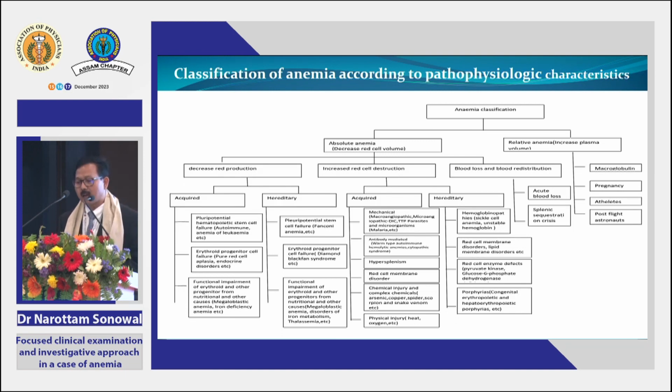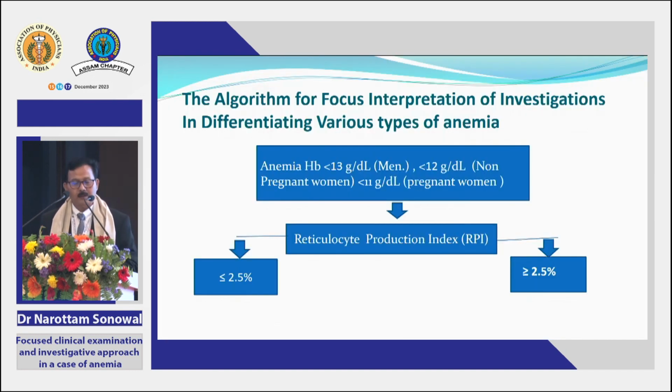Then the other group is due to increased plasma volume, where we may get macroglobulinemia. It may be due to pregnancy and in athletes. So after this focused evaluation, we go for narrowing the diagnosis. We should do the reticulocyte count, whether it is less than 2.5 or more than 2.5.